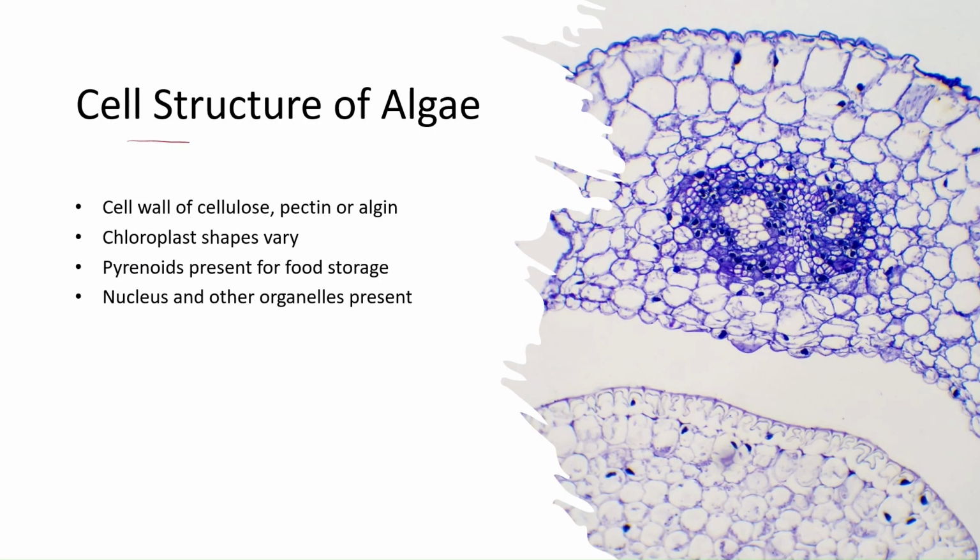Cell structure of algae. The cell wall of algae is made up of cellulose, pectin or algin. Chloroplast shapes vary, so it varies in different kinds of algae. Pyrenoids are present for food storage. Pyrenoid is nothing but a protein structure present inside the chloroplast which fixes carbon dioxide. Nucleus and other organelles are present.